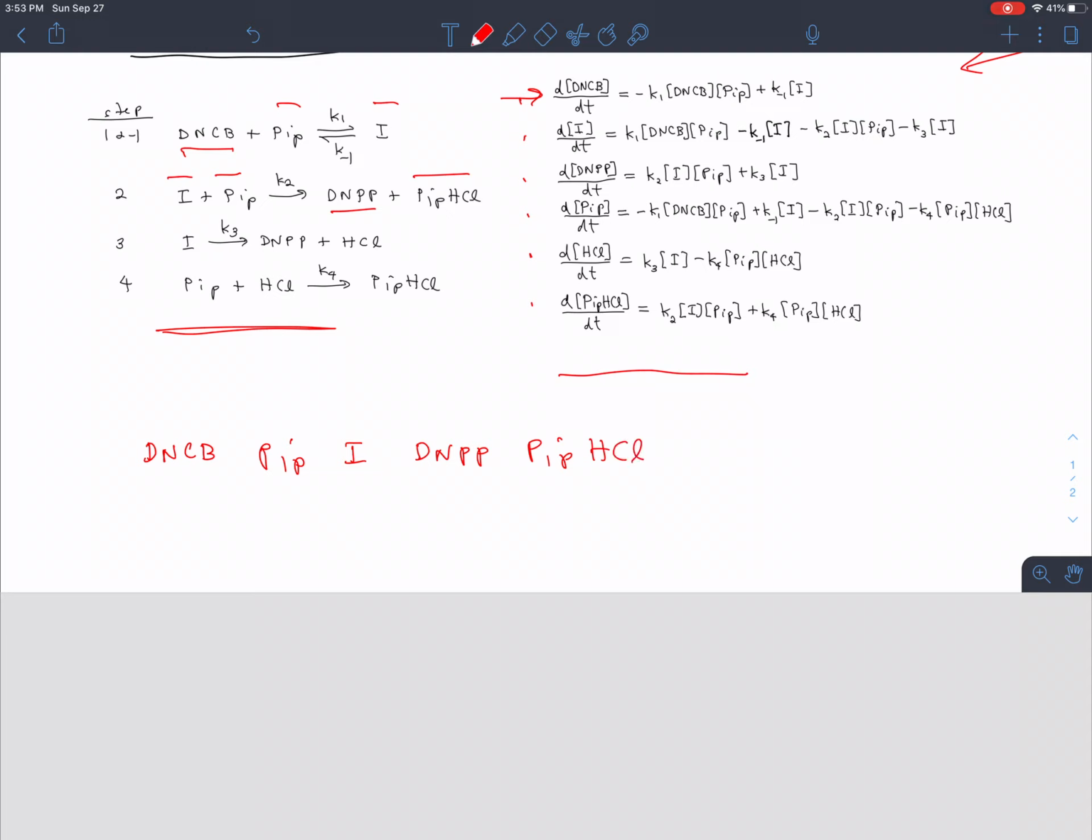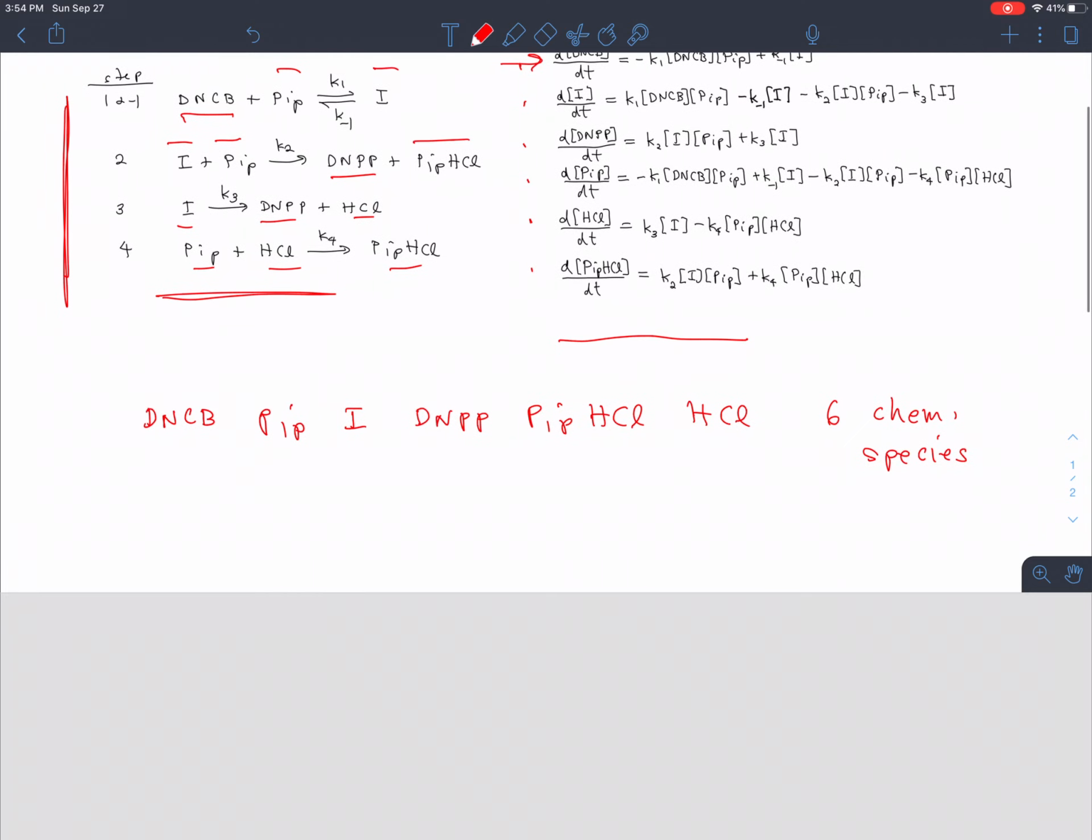There's HCl itself. 1, 2, 3, 4, 5. Yeah, HCl itself. And I think that's it. Everything else is something I've already written down. So those are our 6 chemical species that are present anywhere in this overall mechanism.